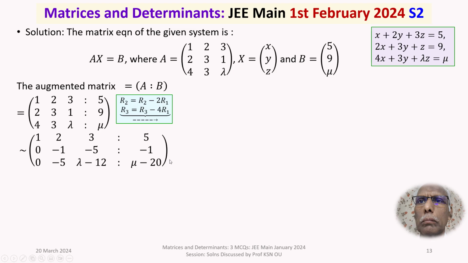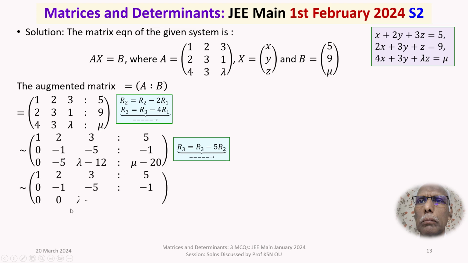equivalent to this. Now again, this position is minus 5, and you want to make it 0. To do that, we do R3 equals R3 minus 5 times R2. Then this will be 0. Then the third row will be 0, 0, lambda plus 13, mu minus 15. So this is your echelon form.